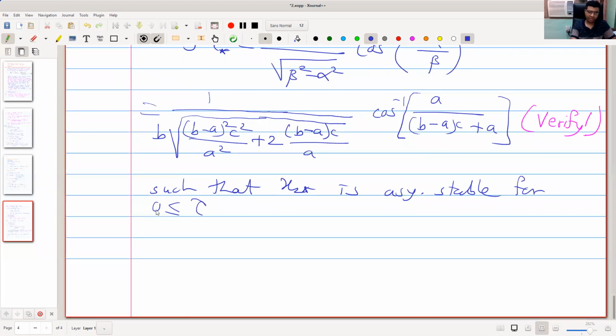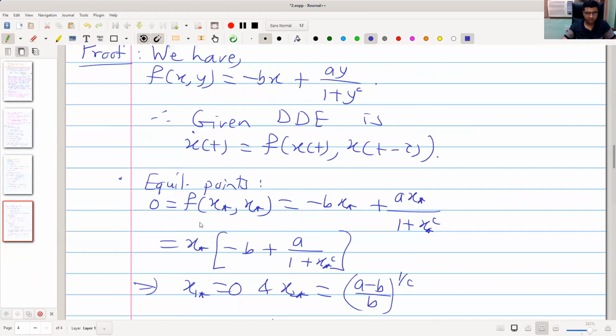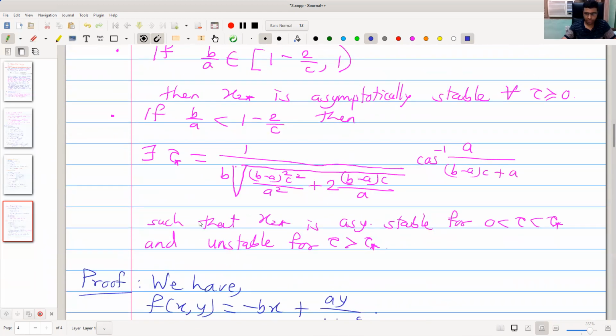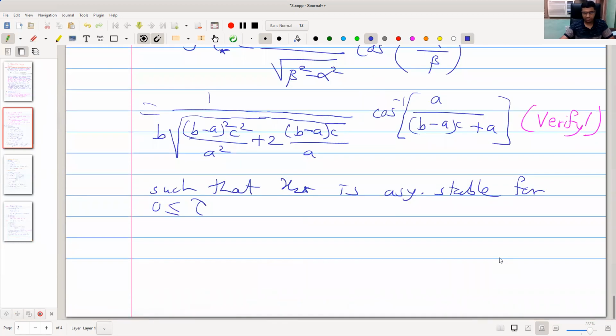Sometimes we take less than. But when tau is 0, then system is stable with these conditions. So no harm in taking less equal. In the statement we have written less than. This may be less equal, doesn't matter. But the right inequality is strictly less. We don't know what happens when tau equal to tau star.